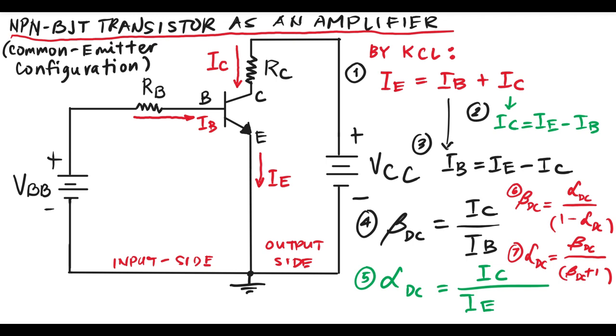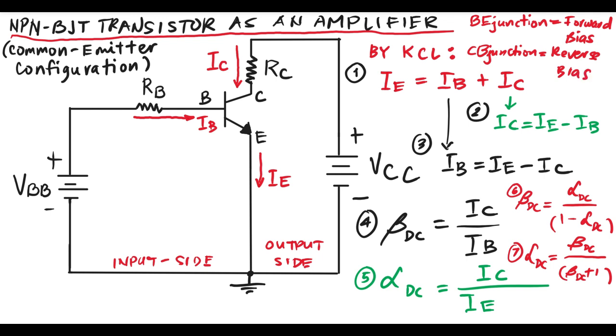And that will only happen if our base emitter junction is connected in the circuit in forward bias, while the collector base junction must be connected in reverse bias.